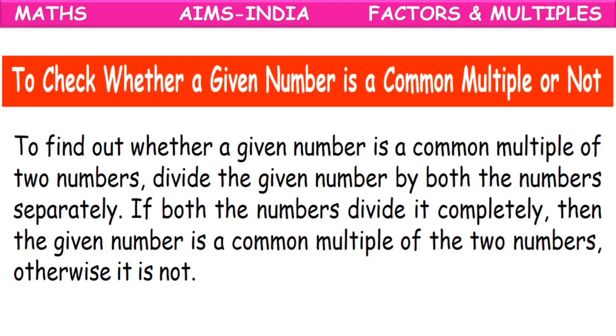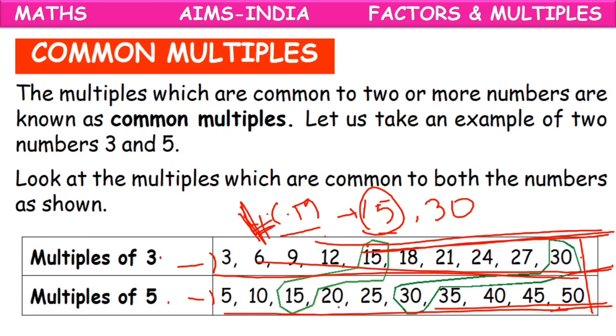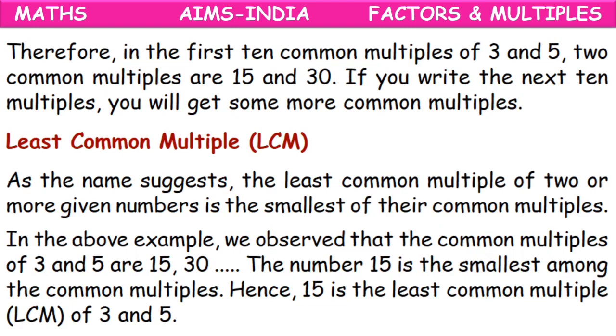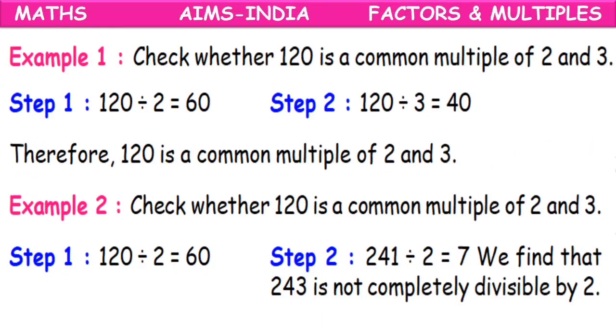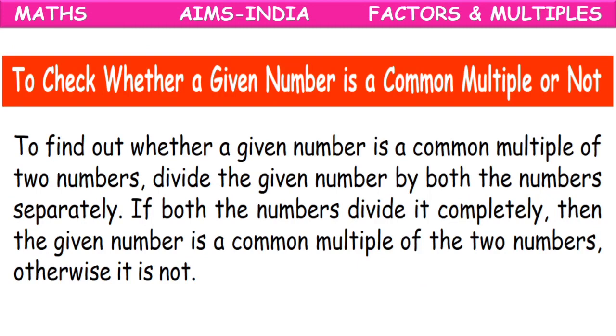I hope the concept of common multiples and the least common multiple is clear, children. This is very much similar to our common factors. We just have to list out the multiples of both the given numbers and then find out the common multiples, and also the least common multiple. Now, let us see how to check whether a given number is a common multiple or not.